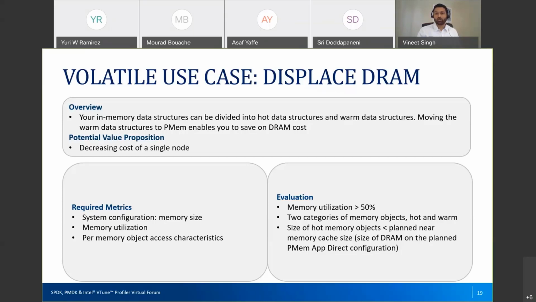The steps you need to do are to check that memory utilization should be more than 50%, because if it's less than 50%, you can just replace the DRAM with a smaller size, for example, 32 GB DIMMs with 16 GB DIMMs. Once you have found out that there are two categories of data structure that you can put on your main memory, your hot data structures should fit on the DRAM. Oh, my bad. It's DRAM.